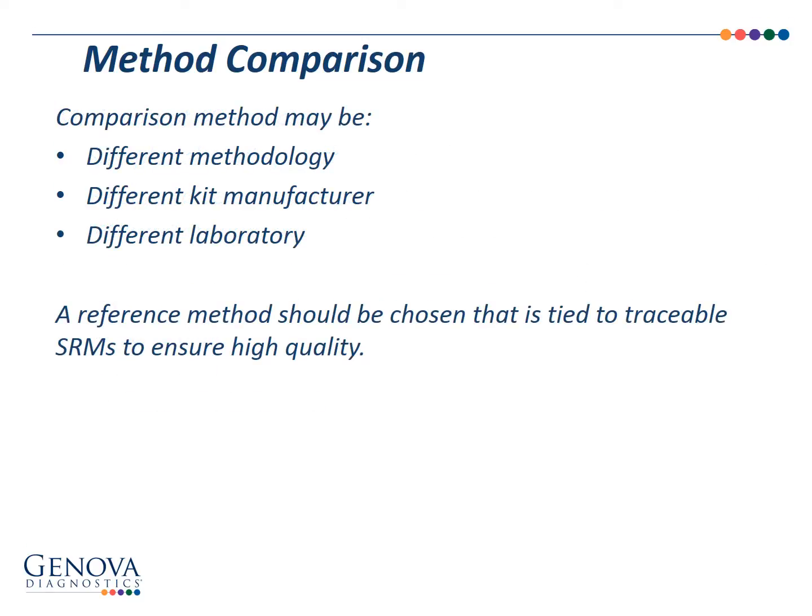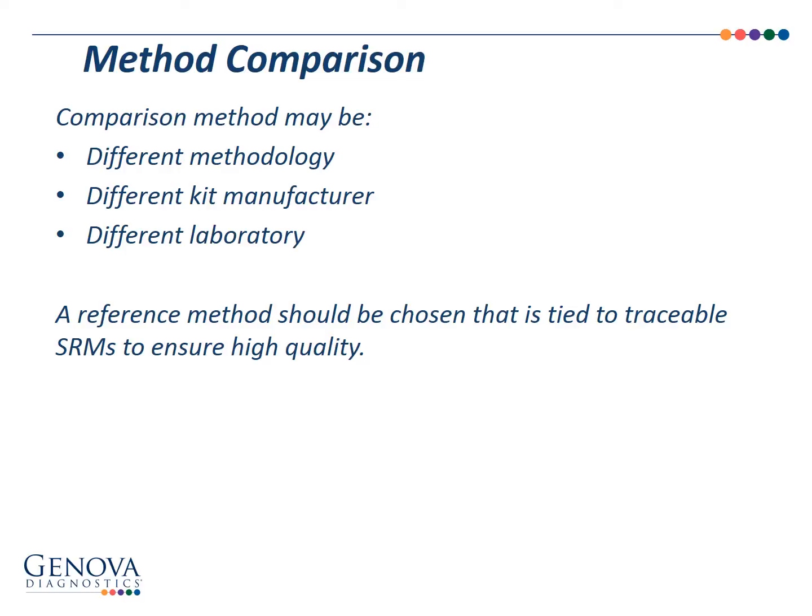When we talk about method comparisons, the comparison method can be a different methodology. This could be like an RIA versus an LCMS. It could be a different kit manufacturer, say an ALPCO EIA versus an IBL EIA. It could be a different laboratory. We could split it with one of our competitors. This tends to be kind of expensive. Oftentimes when we're validating, say, a manufacturer's kit, the manufacturer, if we reach out to them, will get us in touch with another laboratory to do splits with, or they will do splits with us in their laboratory. So it's at least worth reaching out and asking.